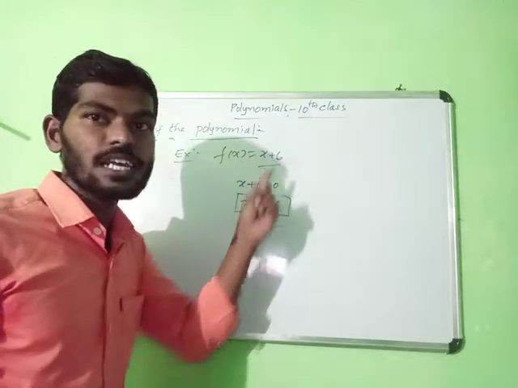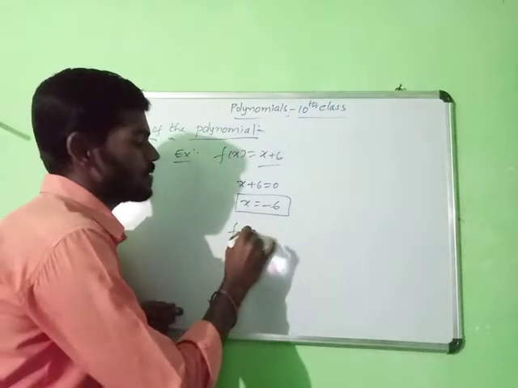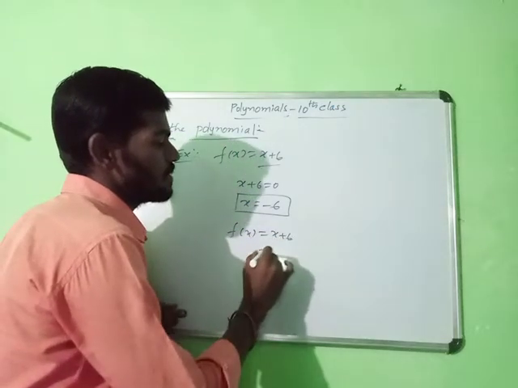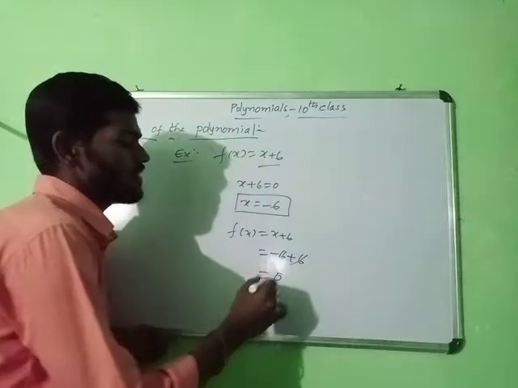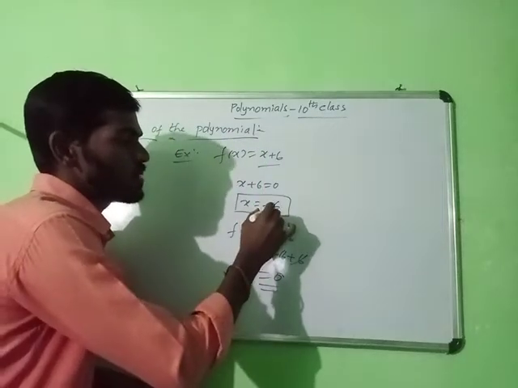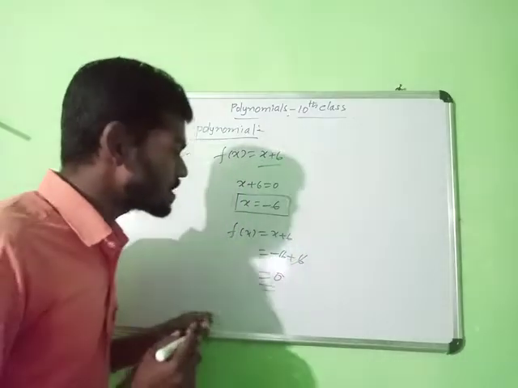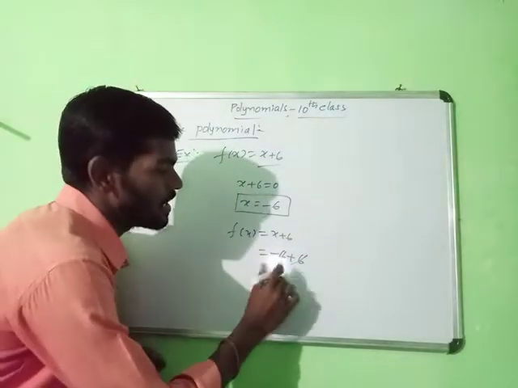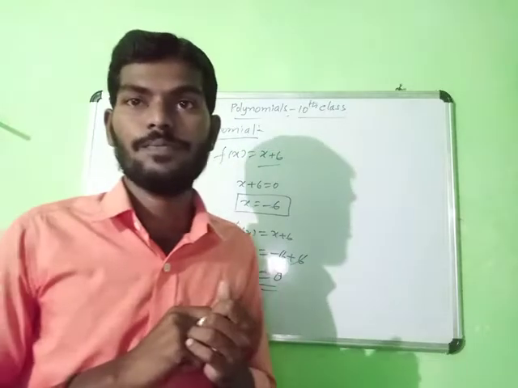Now substitute this value in the given polynomial to check whether 0 will come or not. So f of x is equal to x plus 6. What will the answer be? Minus 6 plus 6, both cancel. The answer is 0. So f of x equal to 0. So x equal to minus 6 satisfies the given polynomial x plus 6. So this is the zero of the polynomial.